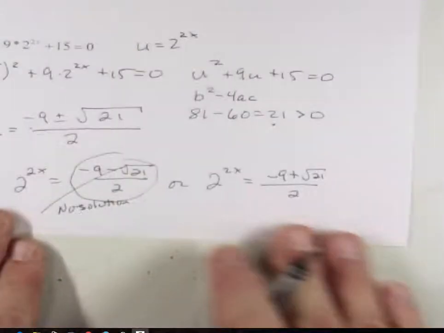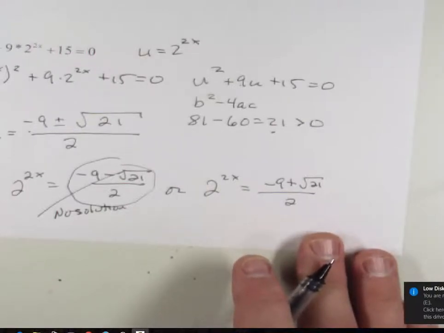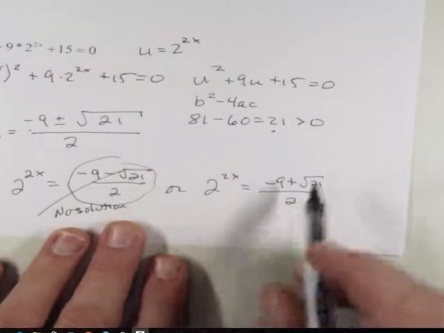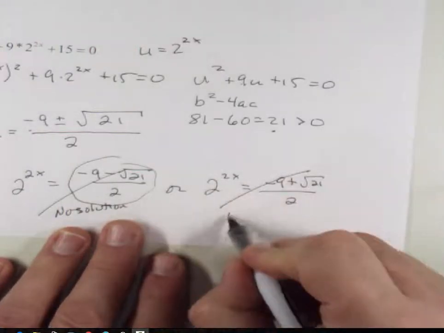Now over here the question becomes, hey, what's the square root of 21? Okay, the square root of 21 sits between 16 and 25. So 16 and 25 are 4 and 5 when I take the square roots. So this is between 4 and 5. Notice this number is still negative. No solution.